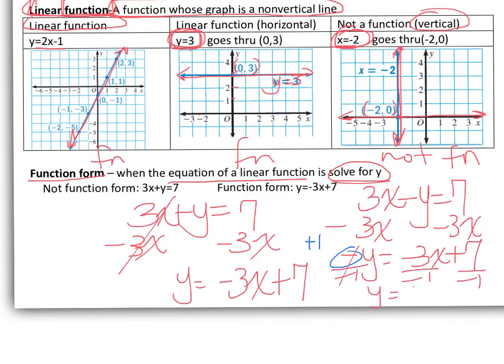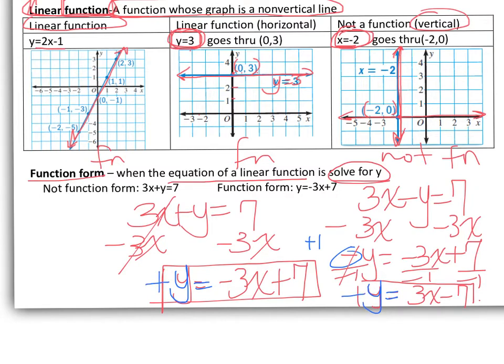y equals 3x minus 7. Okay, this is function form. Function form is y equals everything else. Positive y has to be 1, 2. Okay, positive 1y. You do not need to write the positive 1.